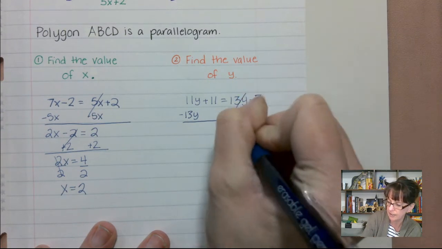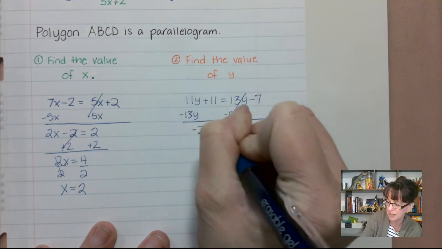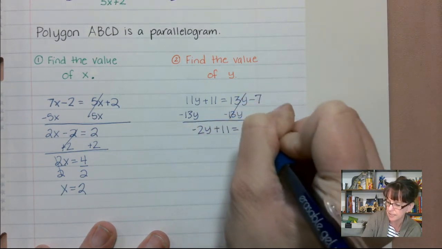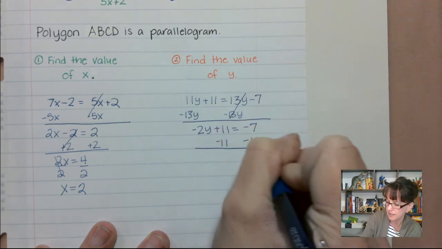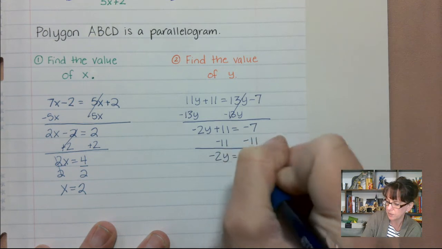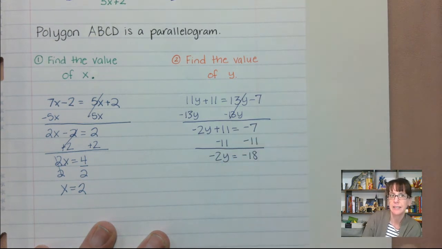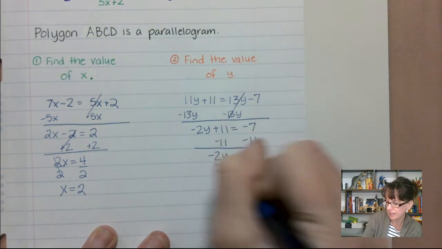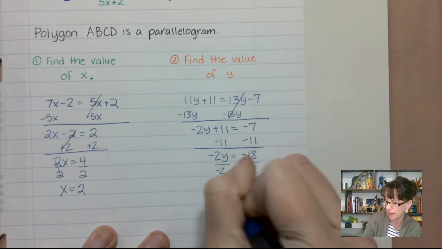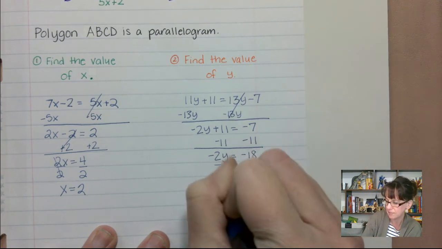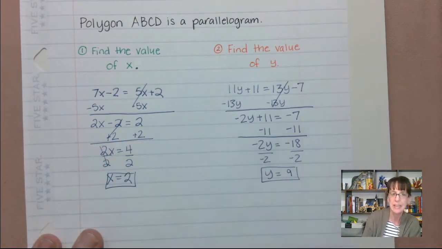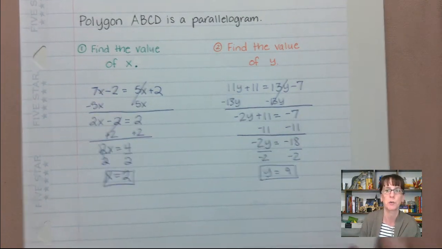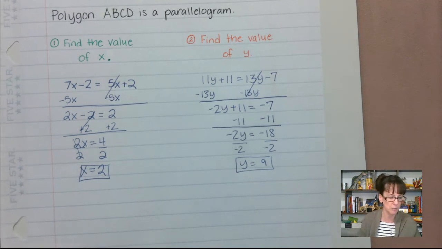When I do that, I get negative 2y plus 11 equals negative 7. If I minus 11 from both sides, I get negative 2y equals negative 18. Now to get y by itself, I'm going to divide by negative 2, and y equals 9. Make sure to box your answers so that they are nice and easy to find. And of course, I know that you will show your work by writing out everything that you do here.